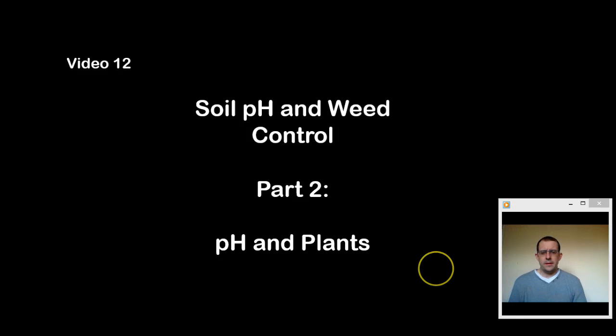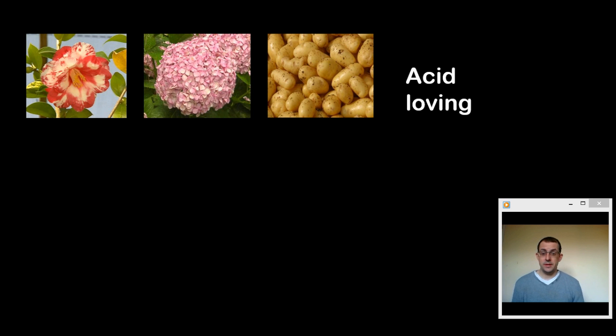So what effect does actual pH have on our plants? What's the point in worrying about it? Well, different plants prefer different conditions. You've got three types of plants. There's acid-loving, which need acidic conditions. An example of that is rhubarb.